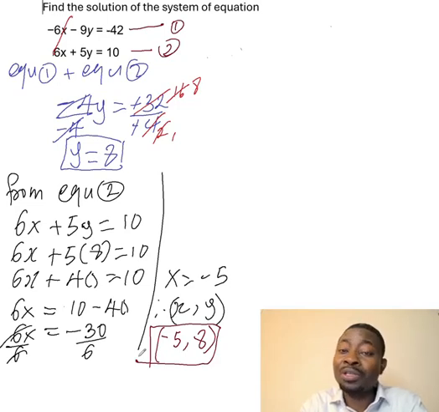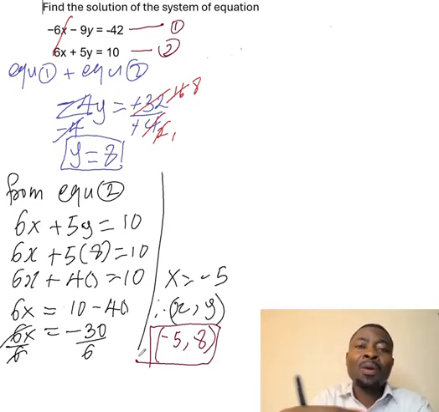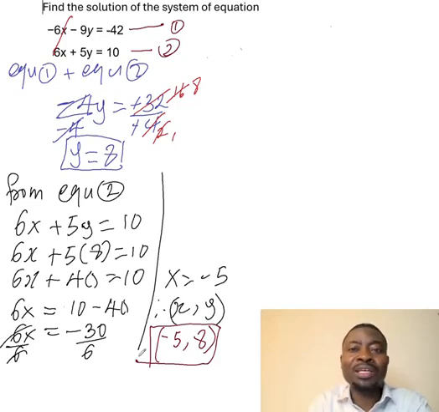Remember, the key to understanding mathematics is to practice it again and again. If you don't understand, I encourage you to watch this video over and over again and try to practice this question on your own. Copy the question out, look at the solution, then try to solve it on your own. By so doing, gradually you will understand how to solve questions like this, because they are not difficult.